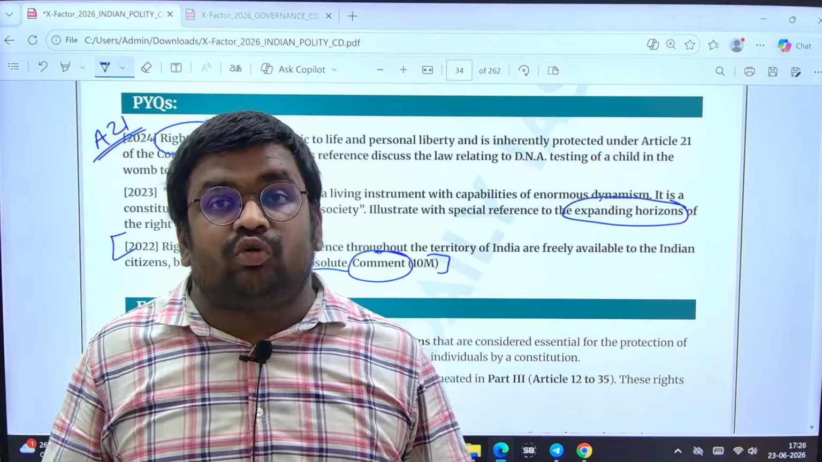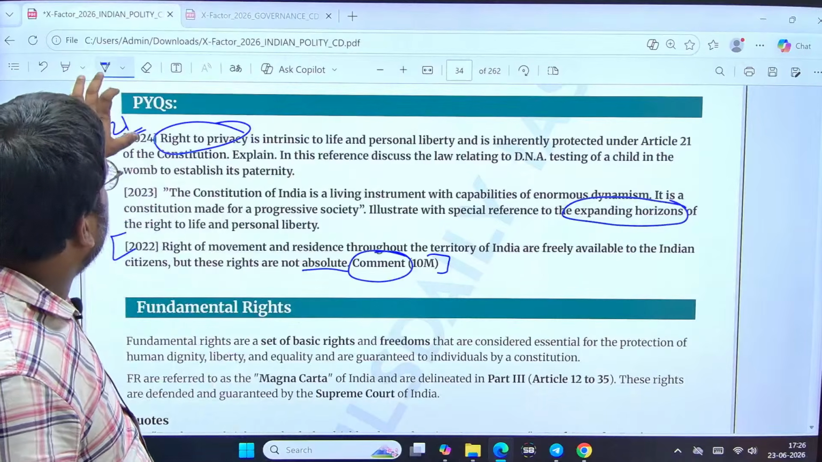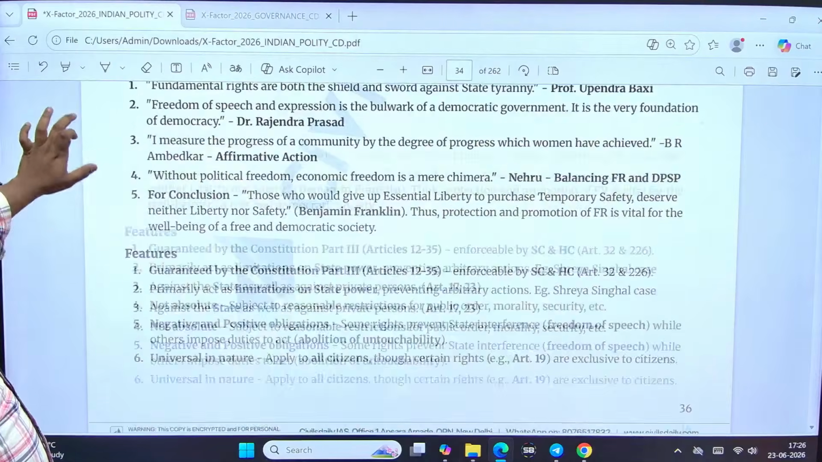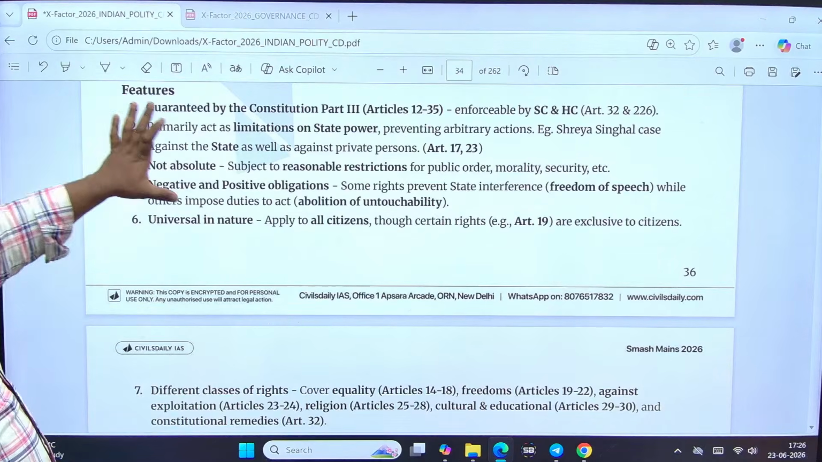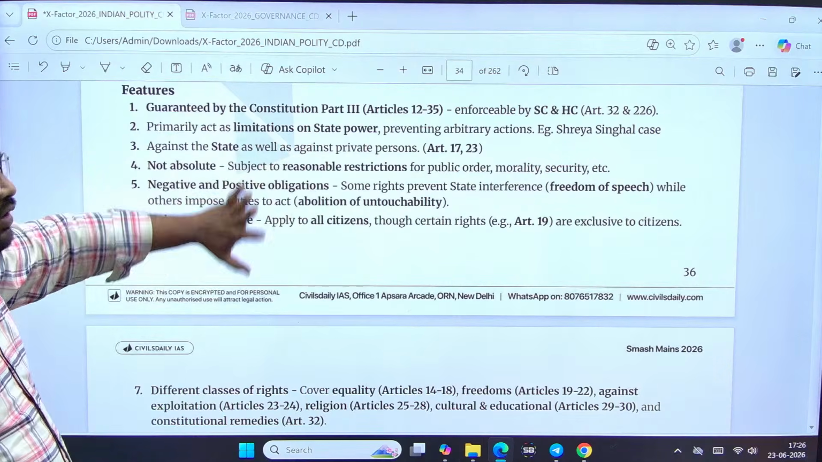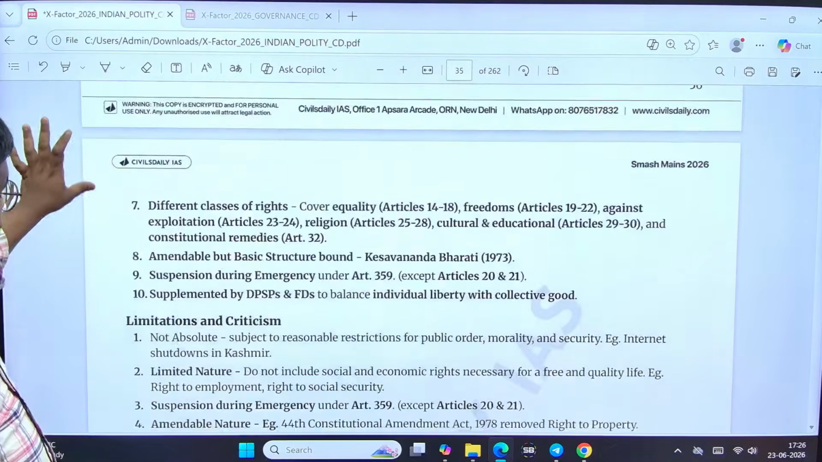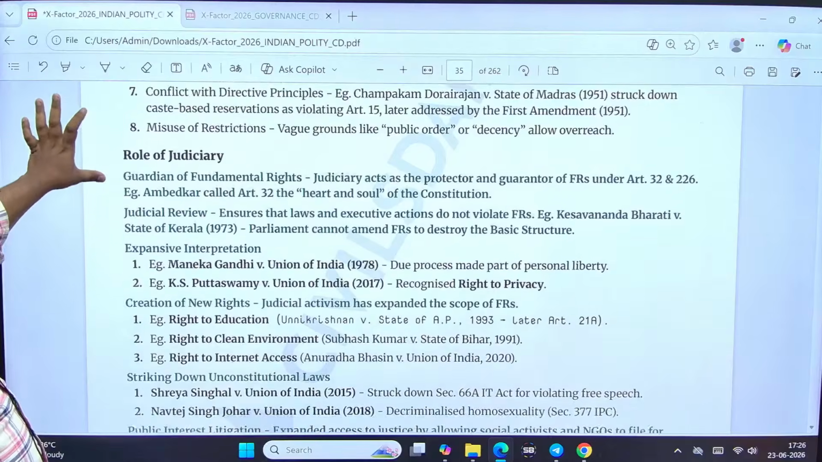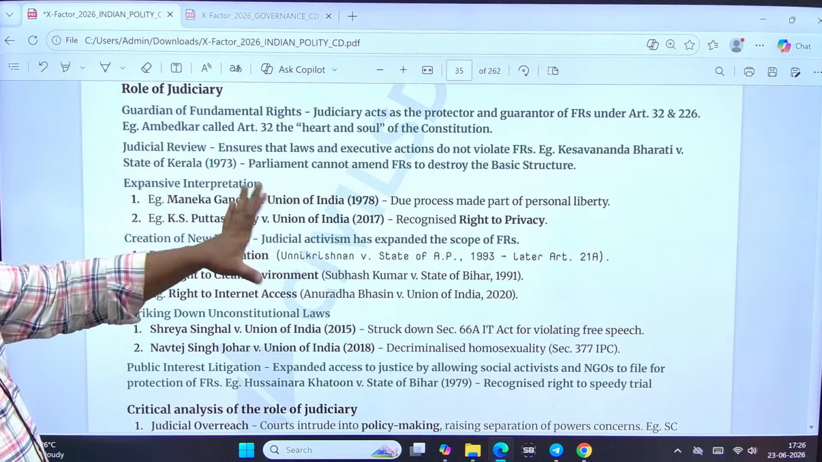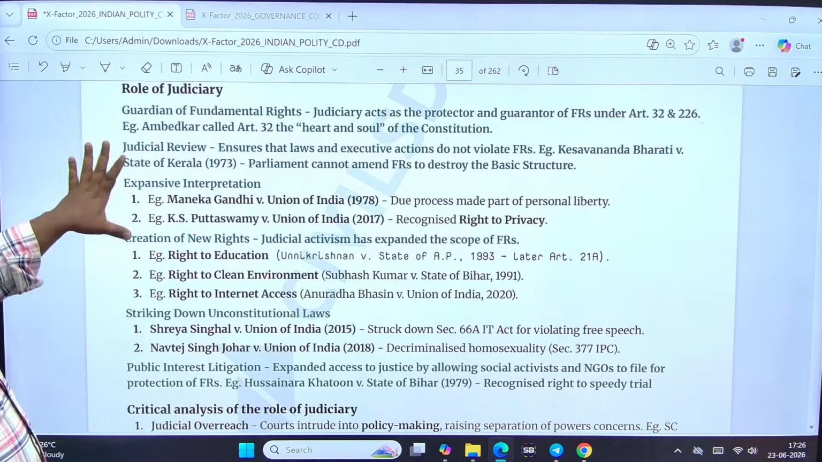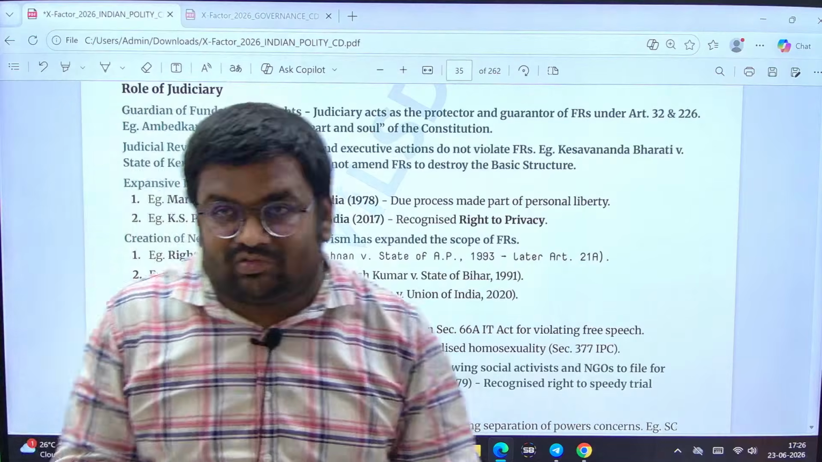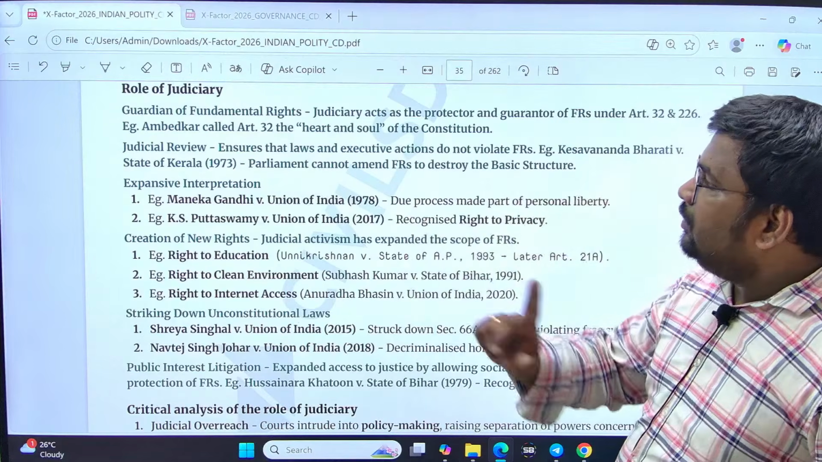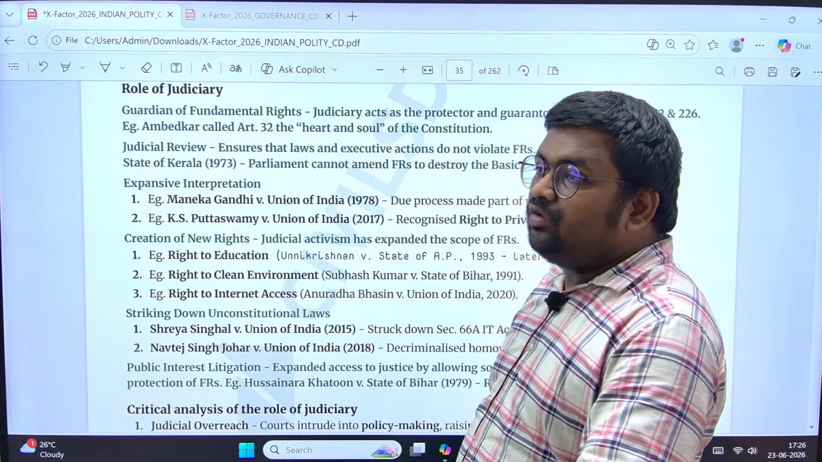So the new Supreme Court judgments related to Article 21 that you need to cover. यही पे अगर देखोगे तो fundamental rights, the features of it, again static part from Lakshmikant, you don't need to read Lakshmikant. Then limitations and criticism, same. Role of judiciary in interpretation of the fundamental rights. So that also, this itself can be your question. So that also we have covered. So the entire, the role of judiciary with respect to fundamental rights.